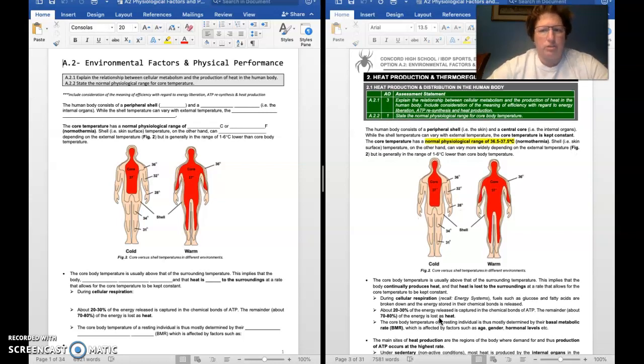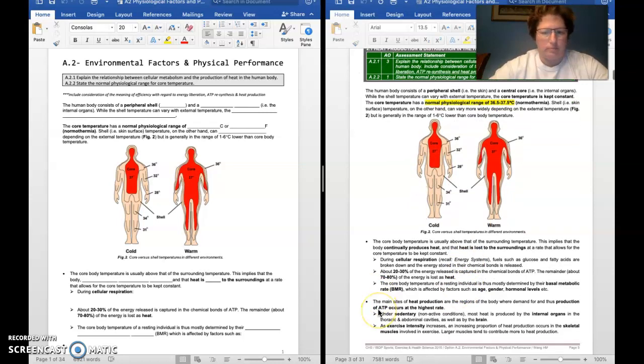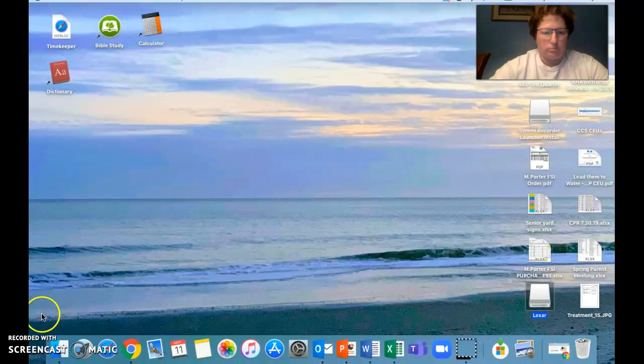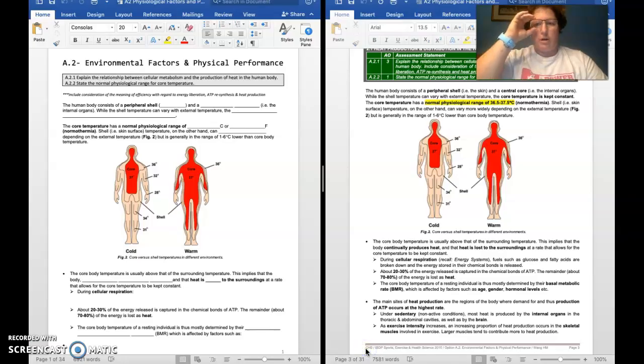So it's imperative that you look at both sections together. So to start out with, we look at the body, and we have what's called a peripheral shell, which is the outside, and we have a central core, which is the inside, where the brain and our internal organs are. All right, our core temperature should be kept constant.